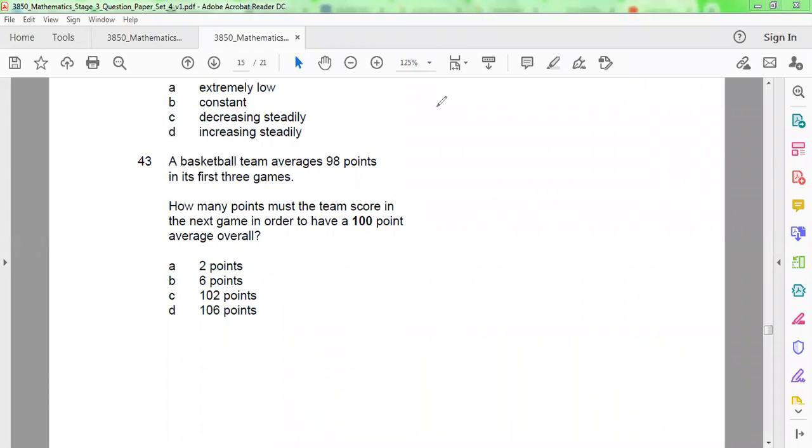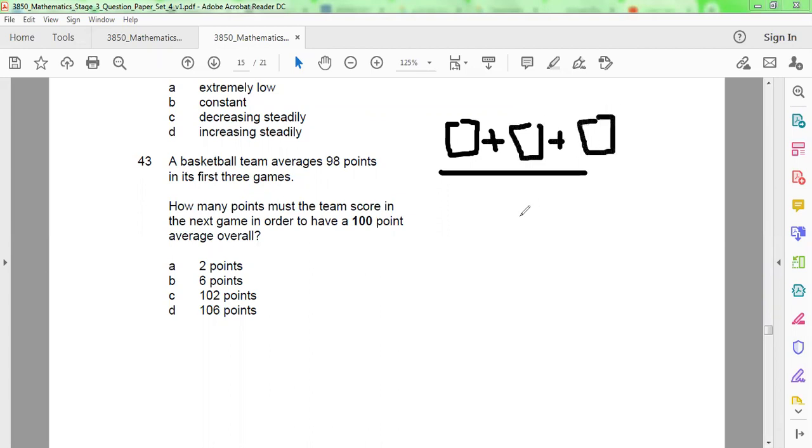A basketball team averages 98 points in its first 3 games. How many points must the team score in the next game in order to have a 100-point average overall? So this basketball team plays 3 games. So that's the first score, second score, third score. And what they do, they divide it by 3, and everything equals 98.